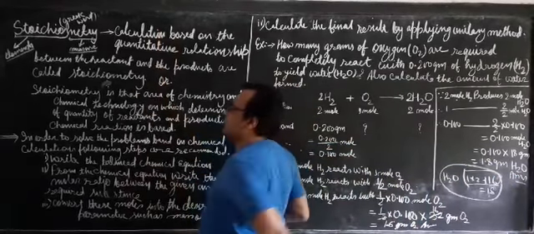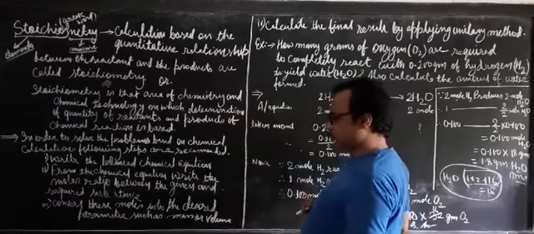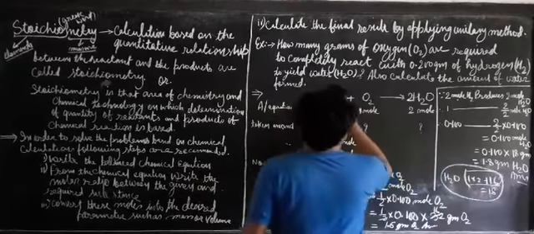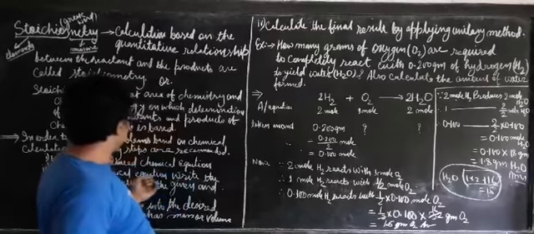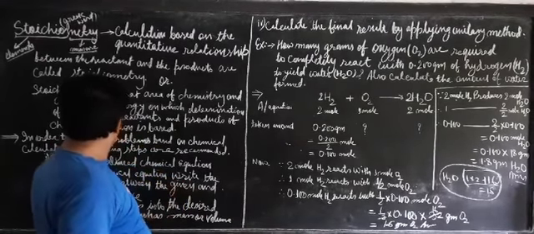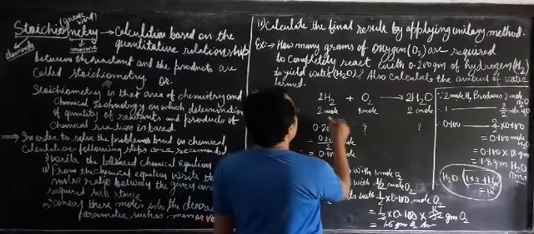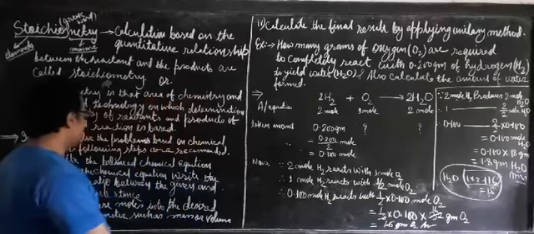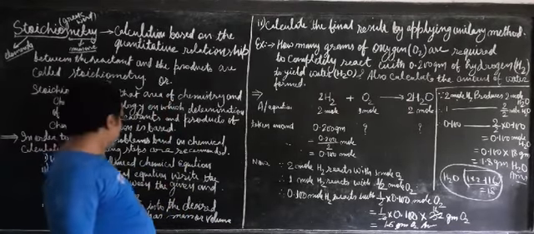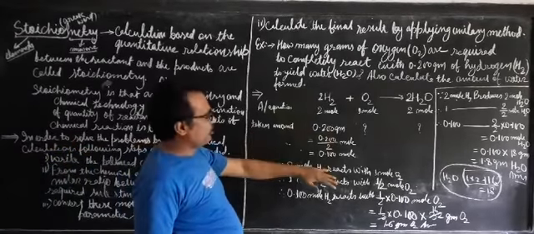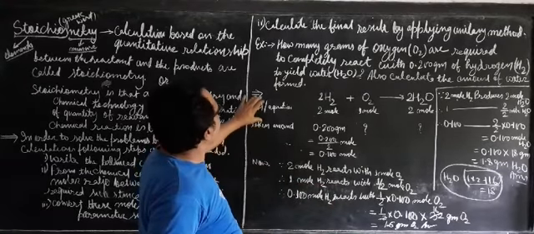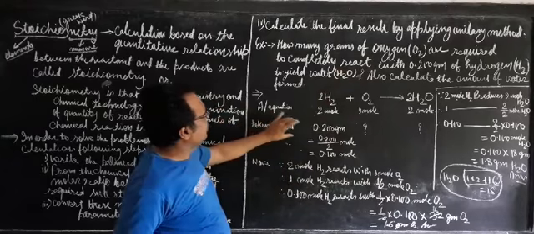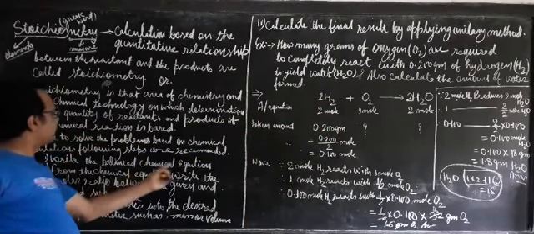During the calculation of reactant and product, we take three steps. First of all, we write the balanced chemical equation like this one I have written here. Second, from the chemical equation we write the molar ratio between the given and required substances. We have written the molar ratio, 2 moles reacts with 1 mole, so it is a 2:1 ratio between the reactants.